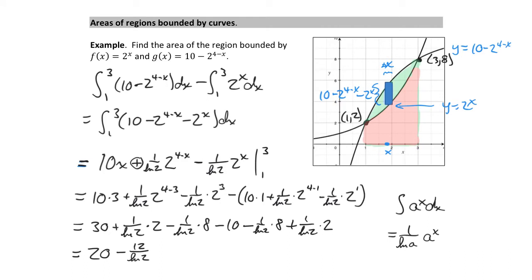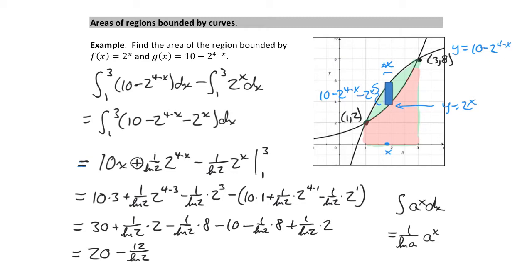And some calculations show us that the total area bounded by these two curves is 20 minus 12 divided by the natural log of 2. You can pause it and look through the calculations there. In general, what we did was we took the function that was on top, we subtracted the function that was on bottom to get a measurement of the distance between those two curves. We multiplied that by dx to essentially think about the width of that rectangle.